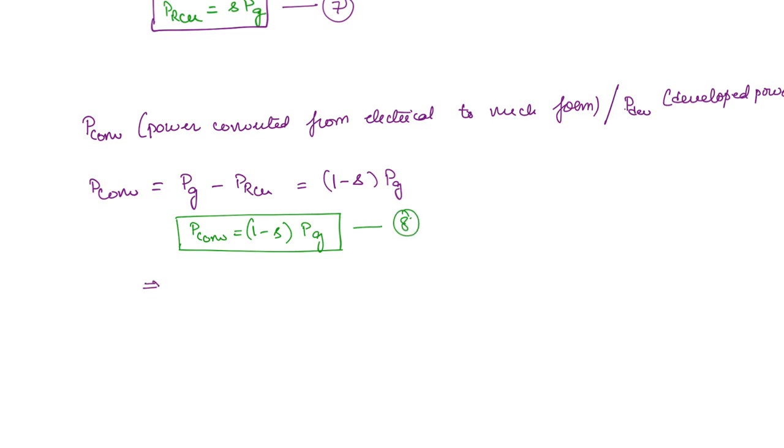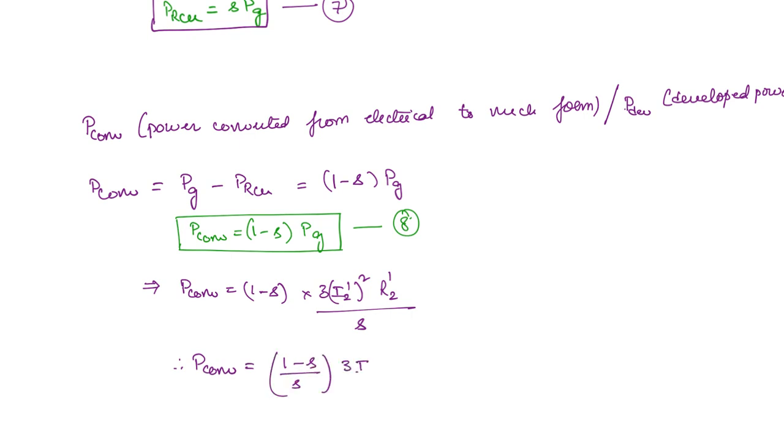Further, if you want to express in terms of the rotor current and resistance, then what will it be? P converted is equal to 1 minus S times, what is PG? 3 times I2 dash whole square into R2 dash divided by S. Okay. So here you can write, therefore P converted is equal to 1 minus S by S times 3 I2 dash whole square into R2 dash. Okay. So this is equation 9.